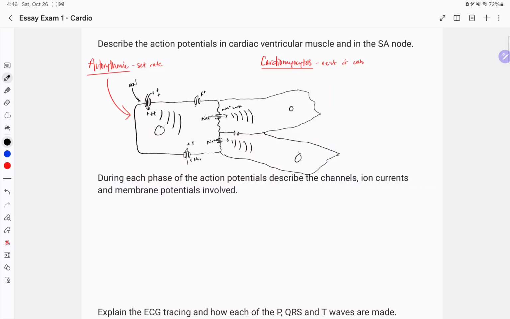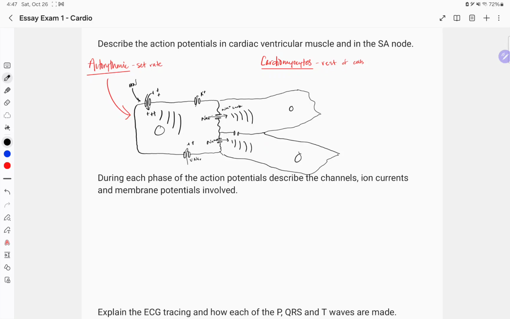And then the autorhythmic cells are going to make up the SA node and the AV node that are going to send out signals to the heart. And the cardiomyocytes are the rest of the muscular tissue in the heart that are connected to those and receiving these signals. And they're all just propagating along these cells like dominoes almost.